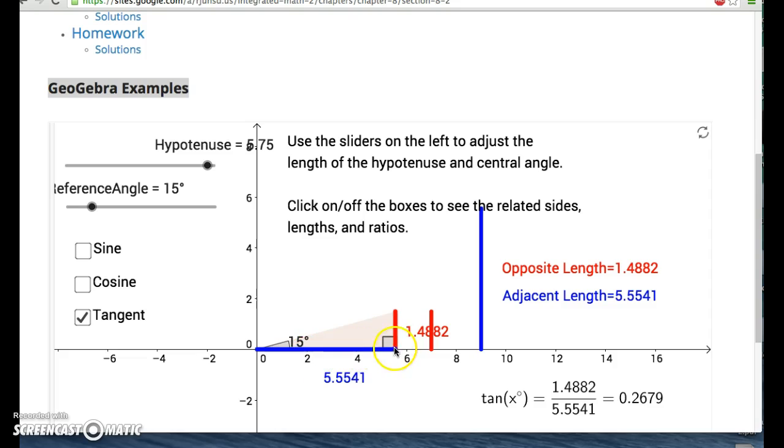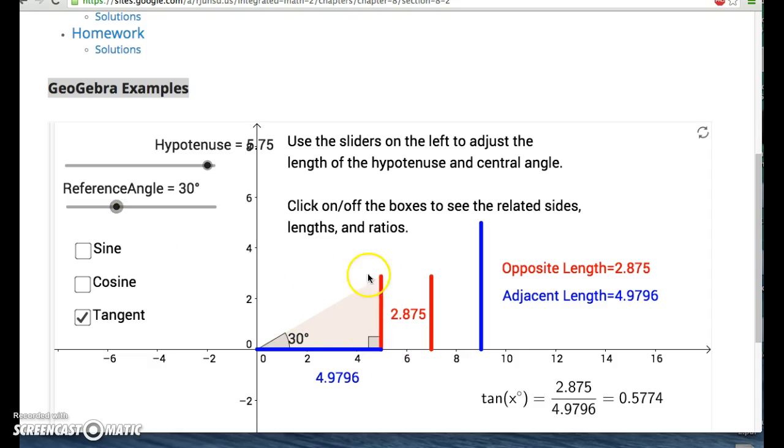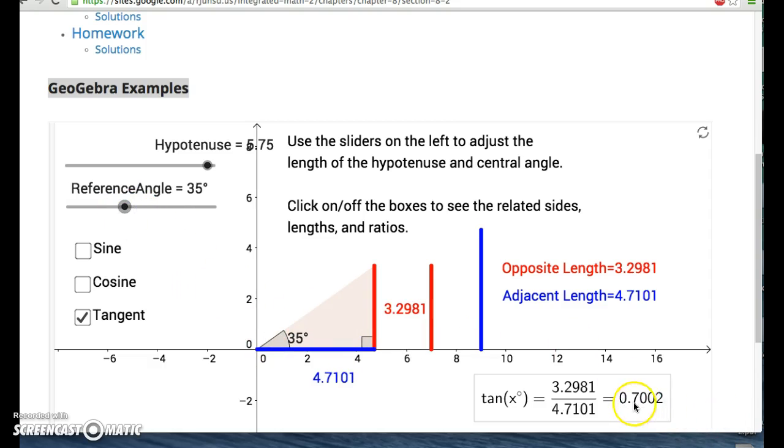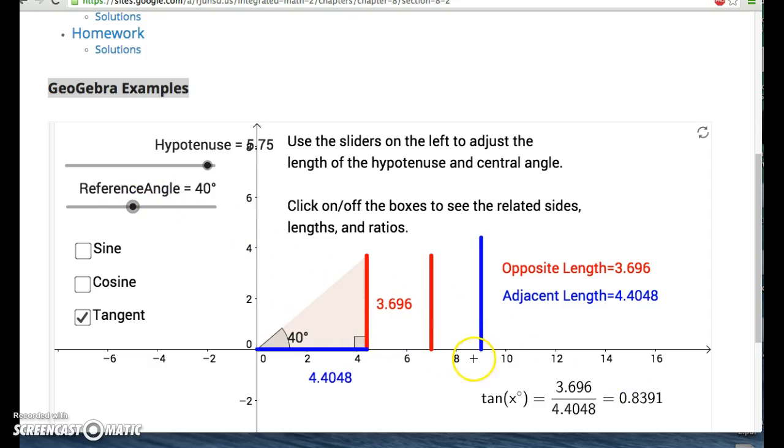So tangent is a relationship between the opposite side and the adjacent side, no hypotenuse. Now watch what happens as the angles increase. The opposite side is getting taller. Let's look at it right now. At 30 degrees, the opposite is 57% of the blue. See, this one is 57% of that. As the angle is increasing, now it's 70%. And at 40 degrees, we're at 83%.